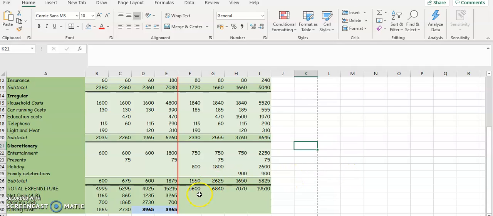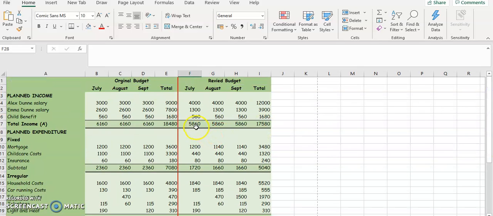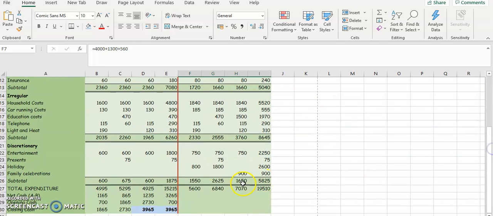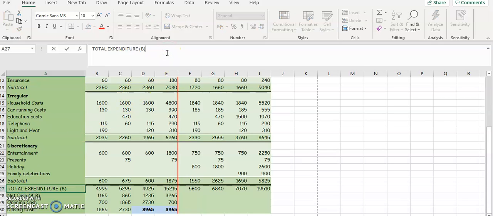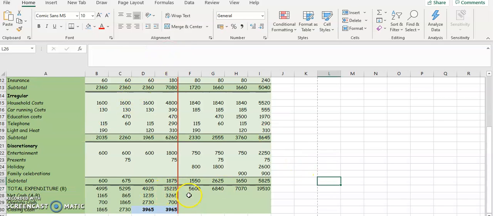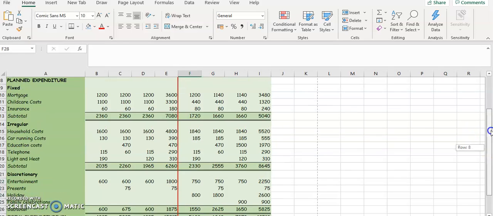Okay, so let's finish off the revised budget. So we've done our planned income, the revised planned income up here, which is A. We've done our revised planned expenditure, which is B, by adding up all our subtotals. And now to get your net cash, you take your A away from your B.